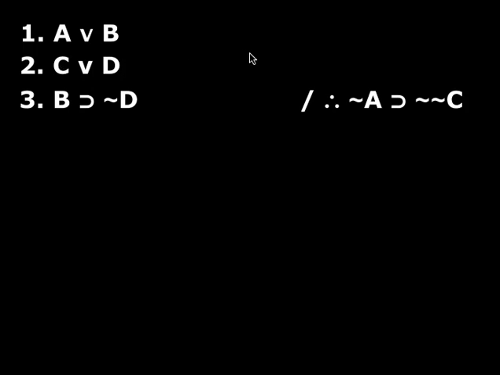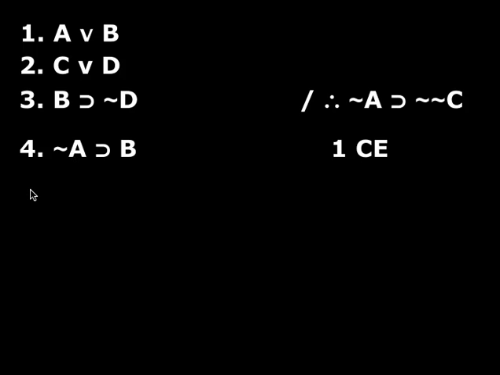But let's not use conditional proof right now. Let's do it another way. What I'm going to do is, first I'm going to turn line 1 into a conditional. So wedge becomes horseshoe, negate the first component.